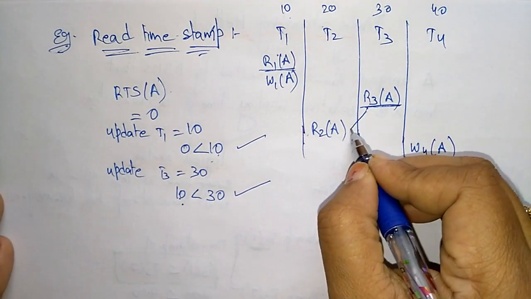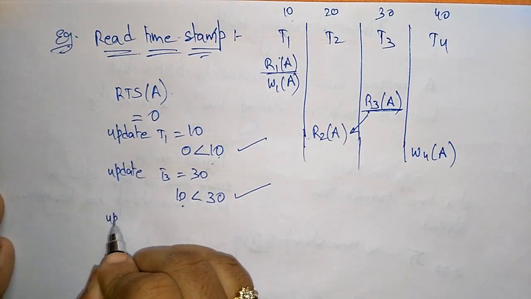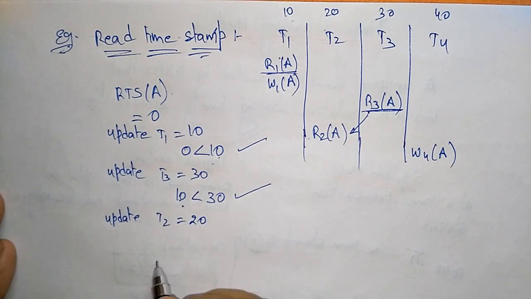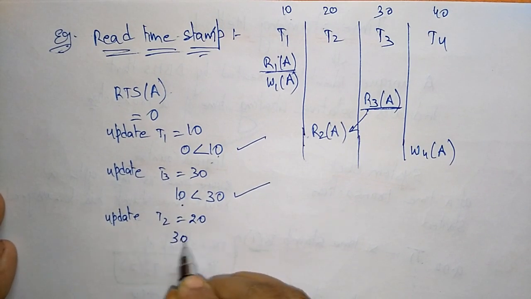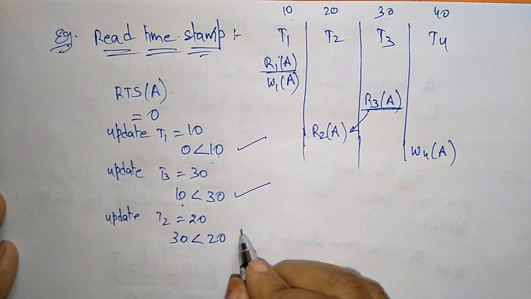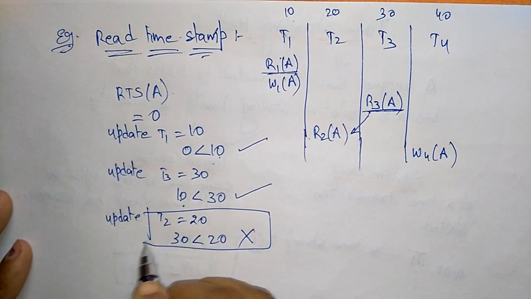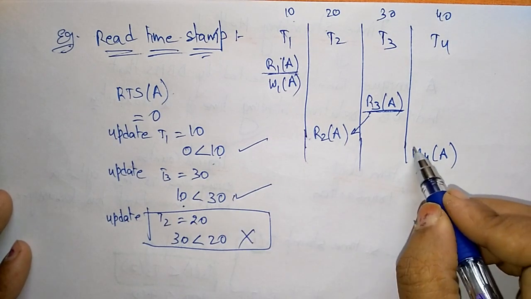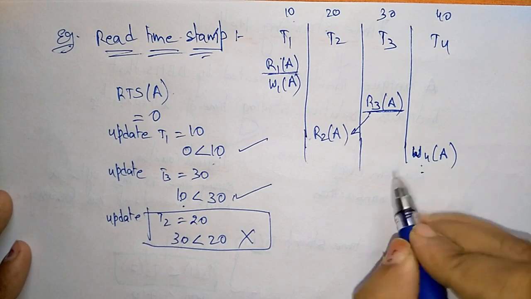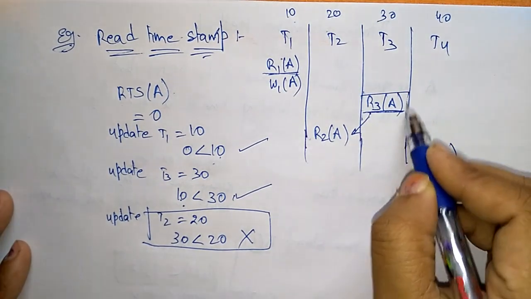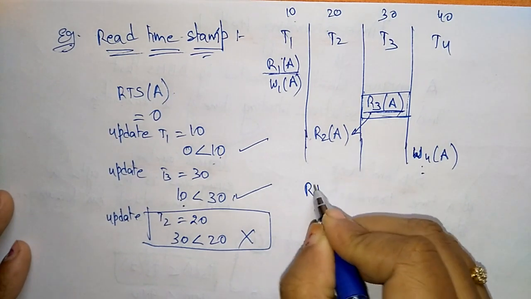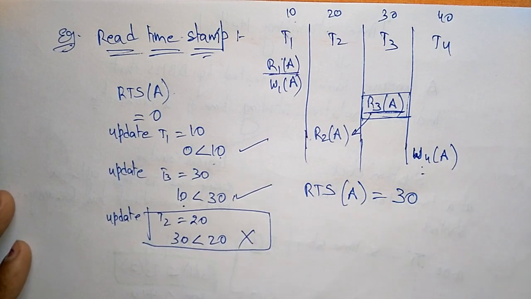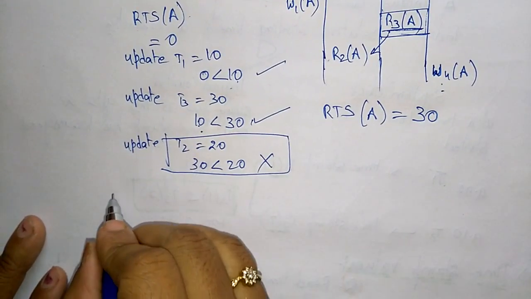Now the next transaction will be at T2. Let us see, update at T2, it is 20. So is 30 less than 20? Is it correct? No. So this will be false. After that, T4 is a write operation, so don't bother about T4. The transaction stops here, and now the RTS value, the read timestamp of A, is 30.